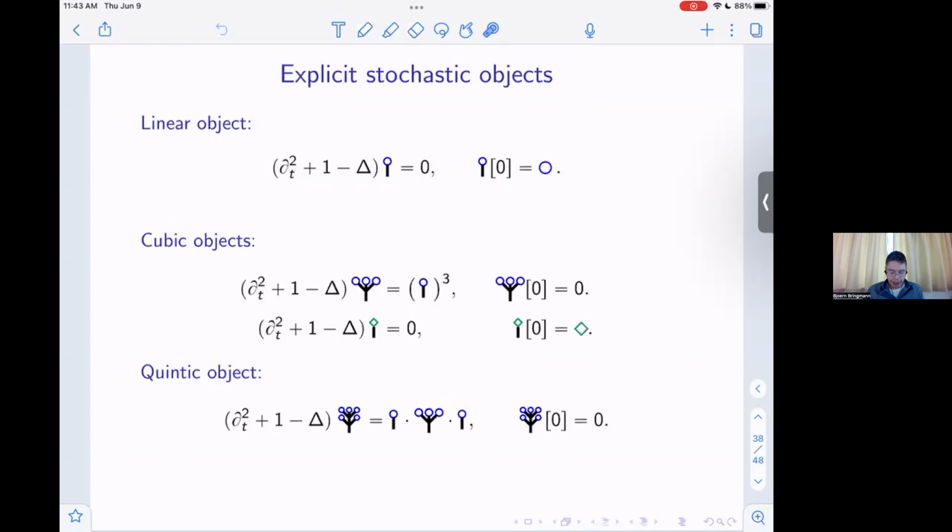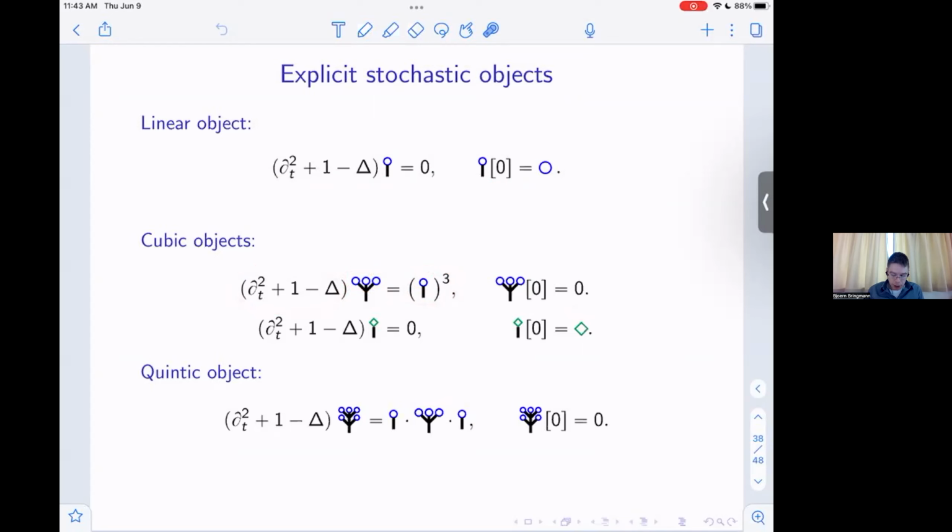Now we have two cubic objects that occur in our ansatz. The first one is this here, and this solves an inhomogeneous wave equation. So if I hit this with a wave operator, I get the cubic nonlinearity. So there are 3 dots right here because there are also 3 dots on the right-hand side. And the initial data of this is just 0.